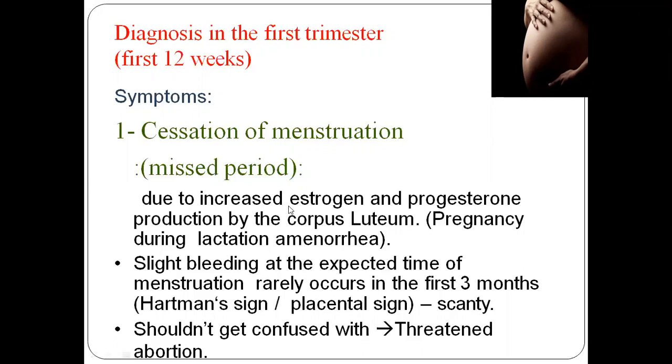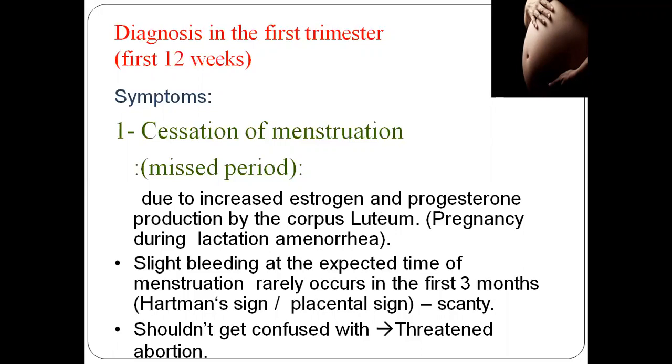But in some cases, a mother can experience slight bleeding within the 3 months, and it is known as Hartmann's sign or placental sign. It will be very slight bleeding. That is known as Hartmann's sign and placental sign.